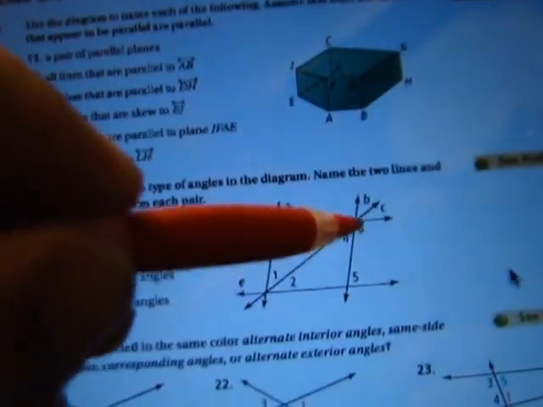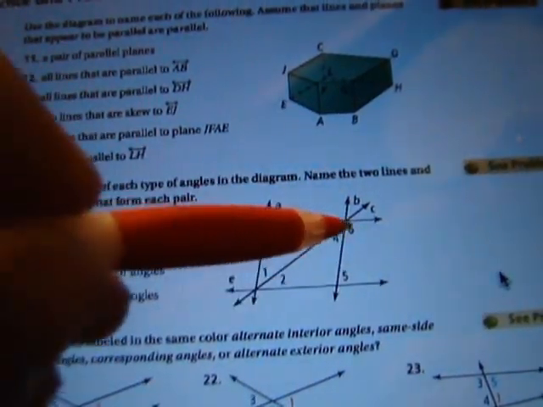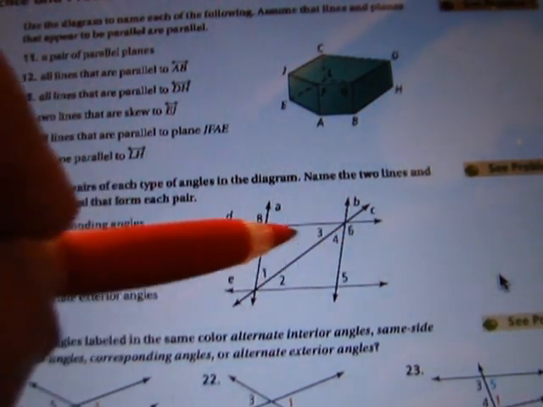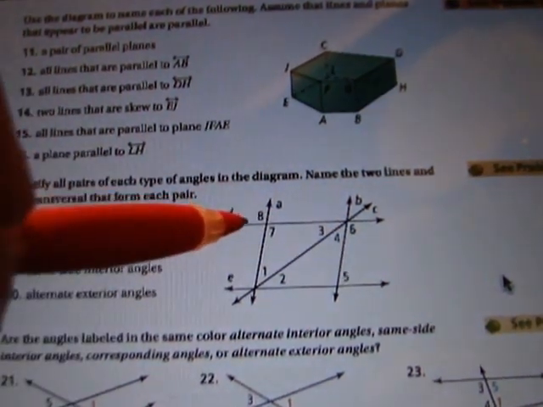So angle 7 and angle 6 formed by line A, line B, and transversal line D. See, because angles 7 and 6 are formed by lines A and B with the transversal D. See here, 7 and 6. There's A and B. And see, they're in the same position in their respective intersections, and transversal is D. There we go. All right.